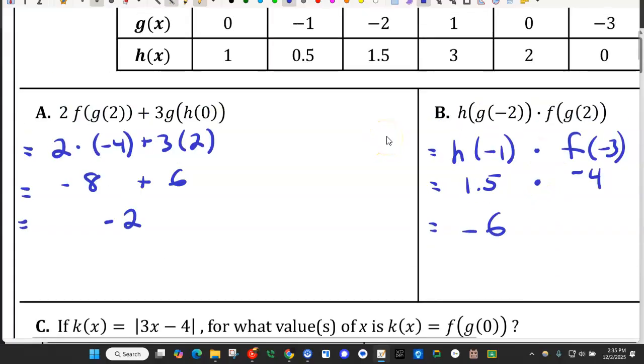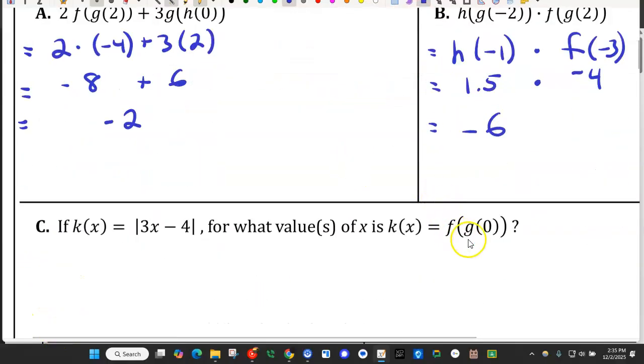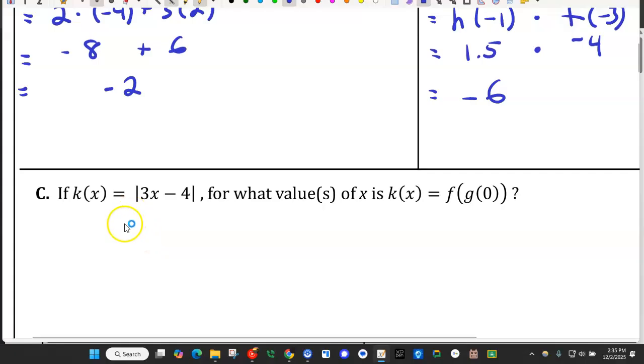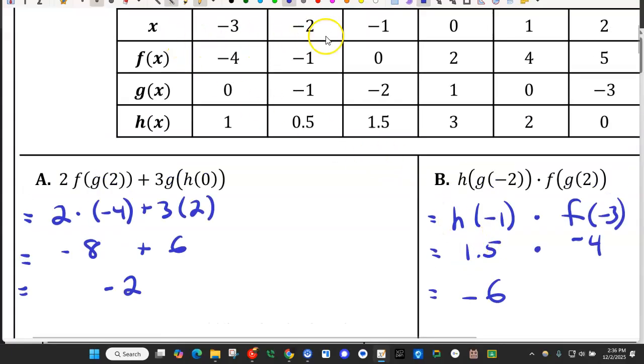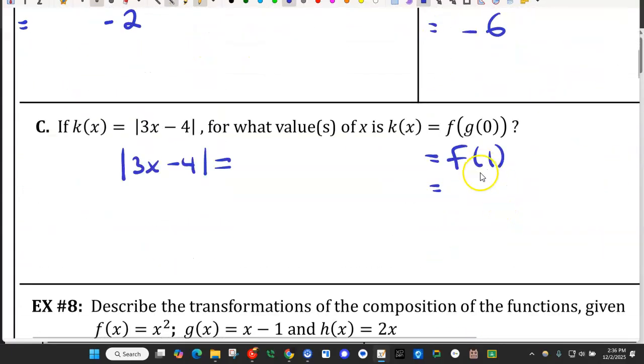All right, now let's look at an absolute value. This is part C of the same problem, so we're still using the table up here. Find out what f of g of 0 is, and then we're just going to set that equal to the absolute value of 3x minus 4. Now g of 0 is 1, I heard. Yep. And f of 1 is 4. So we want to know where this absolute value equals 4.